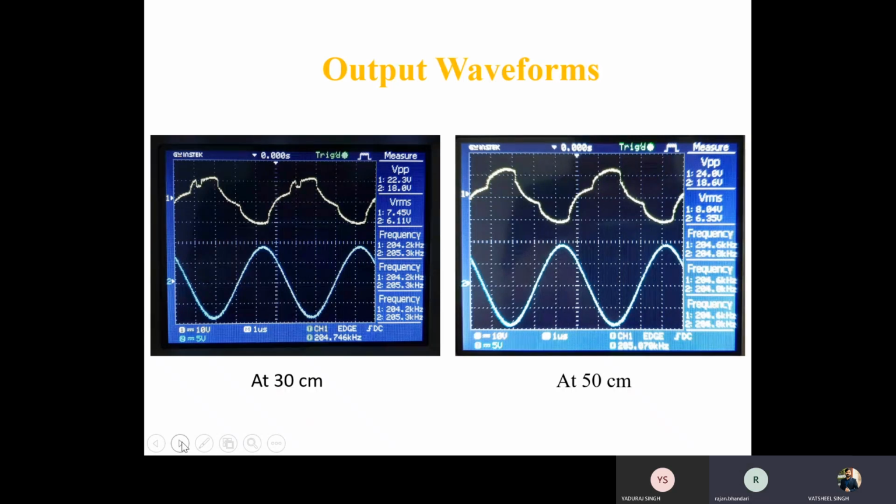Here is the output of our project, in which at 30 centimeter distance we are getting 22.3 volt peak to peak at the primary side and 18.0 volt at the secondary side. Whereas at 50 centimeter we are getting 24.0 volt peak to peak at the primary side, and at the secondary side we are getting 18.6 volt at 50 centimeter.